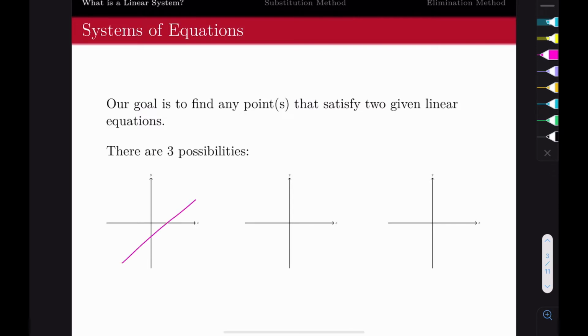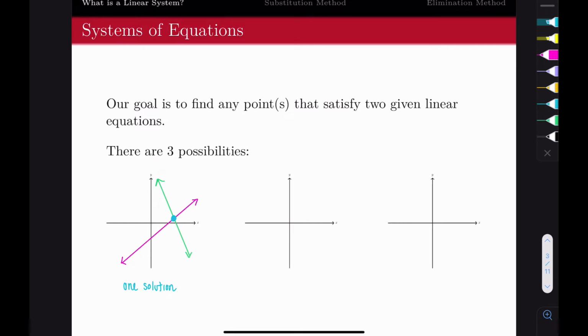So if you think of your two lines, you have one line maybe here. One possibility is those two lines do intersect in a single point. So there's one point that satisfies both lines. In this case, we're going to have one solution to our system.